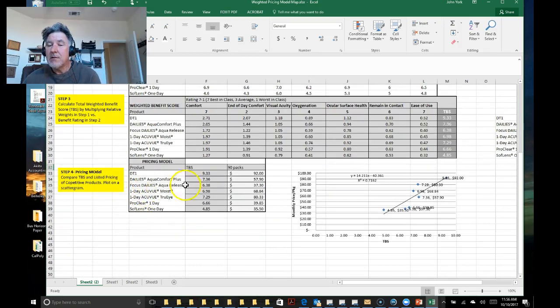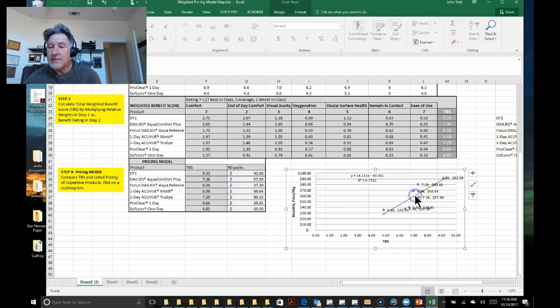In the pricing model, we have taken the total benefit scores, plotted them out per product, and then relative to what we have in a particular SKU, in this case 90 packs, which is basically a month and a half to 2 months of contact lenses, because these are daily disposables. You have 2 of them, so 60 will give you basically a month, so 90 will give you about a month and a half. We plot it on a scatter, and then we regress the data.